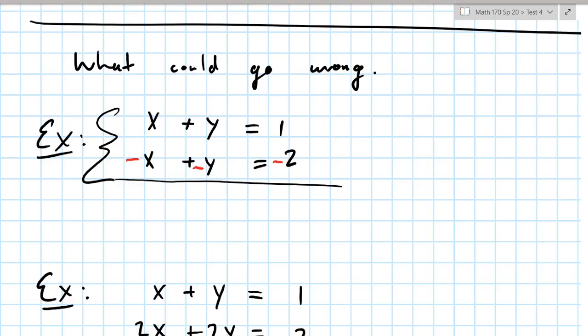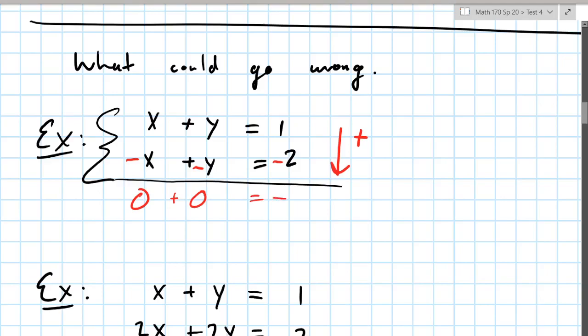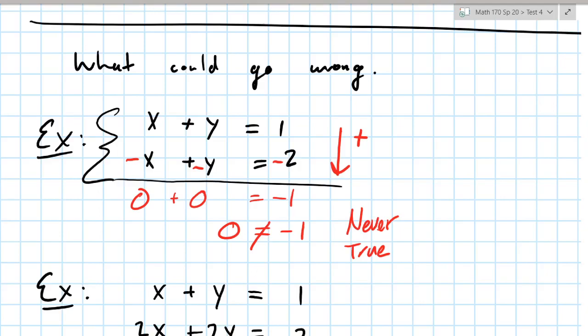In doing this and using the addition method, adding these two together, positive x minus x is 0x's, y and negative y is 0y's, equals -1. So we have 0 is equal to -1. But this is not true, and it is never true. What's wrong? What's going on here?